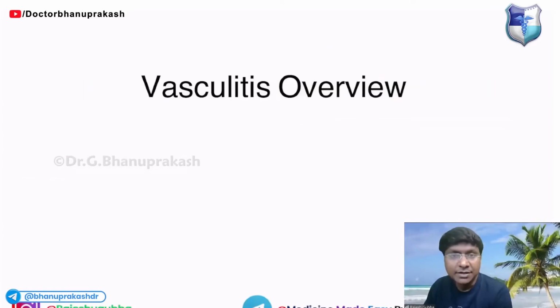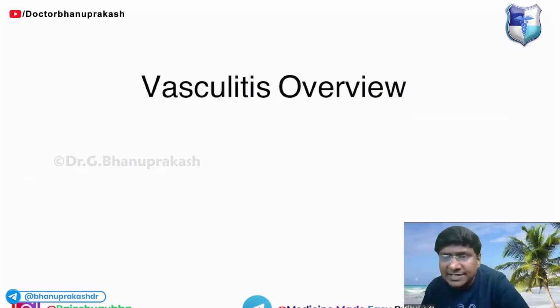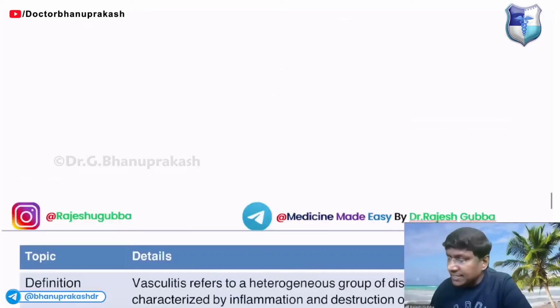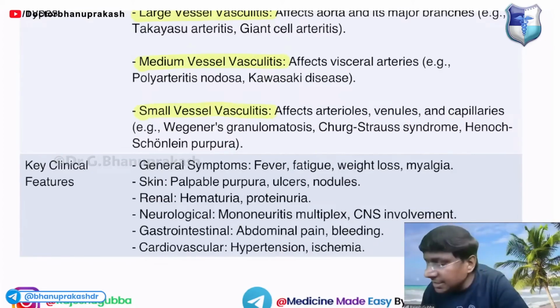Now, let us take up the next topic, that is vasculitis. What exactly is the problem here? Here you have the inflammation and destruction of the blood vessels. And how do you classify vasculitis? We classify vasculitis depending upon the vessels which are being affected: large vessel vasculitis, medium vessel vasculitis, and small vessel vasculitis.